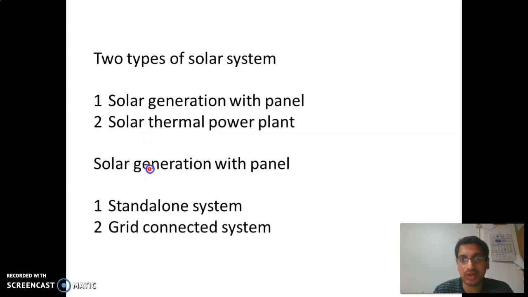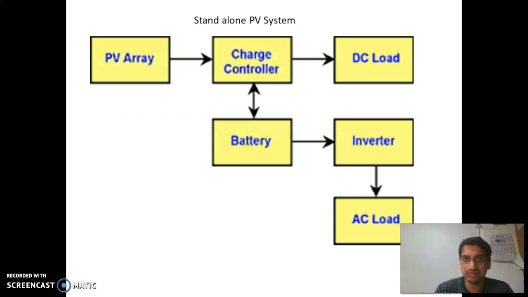And the first one is solar generation with panel. And again we have two classifications in solar generation with panel. One is standalone system, second one is grid connected system. So this is a block diagram of a standalone PV system. Standalone PV system means no interconnection or no grid connection is connected in this system. The main components of a standalone PV system are PV array, charge controller, then battery, inverter.